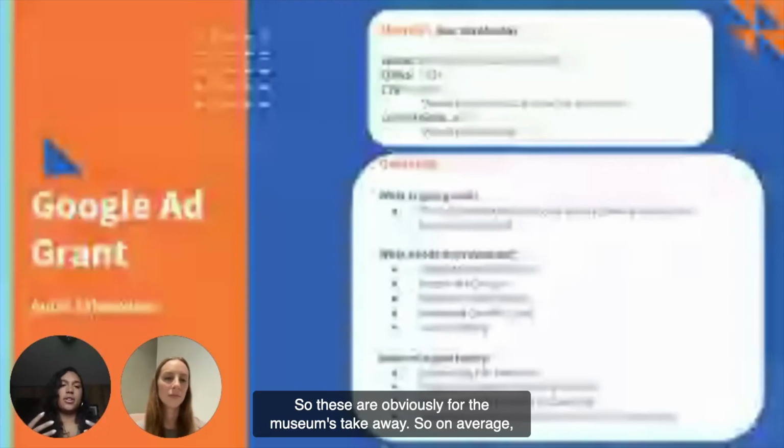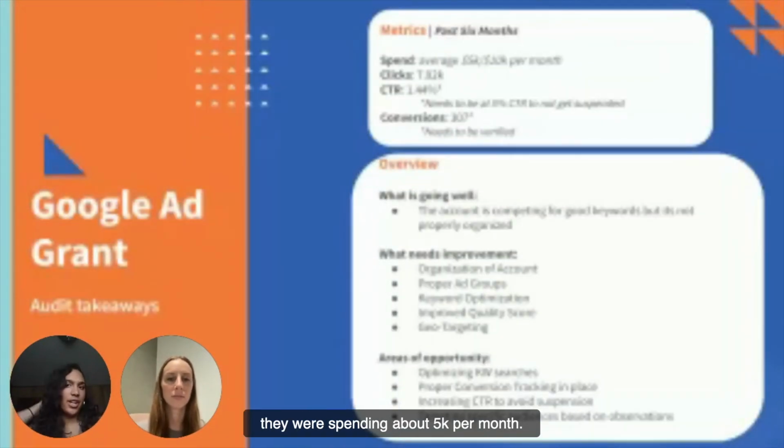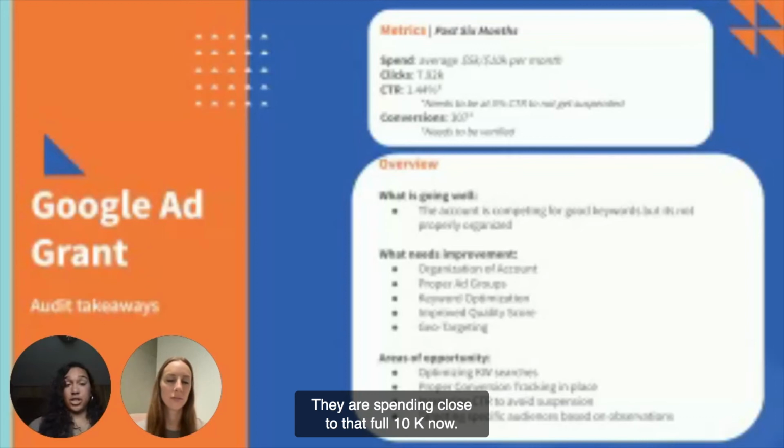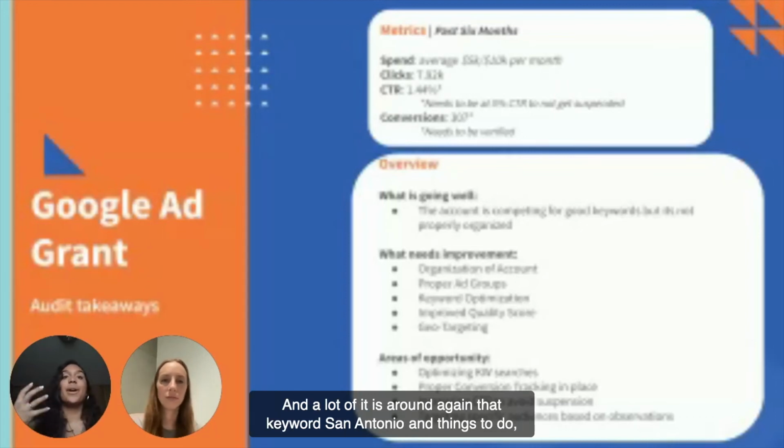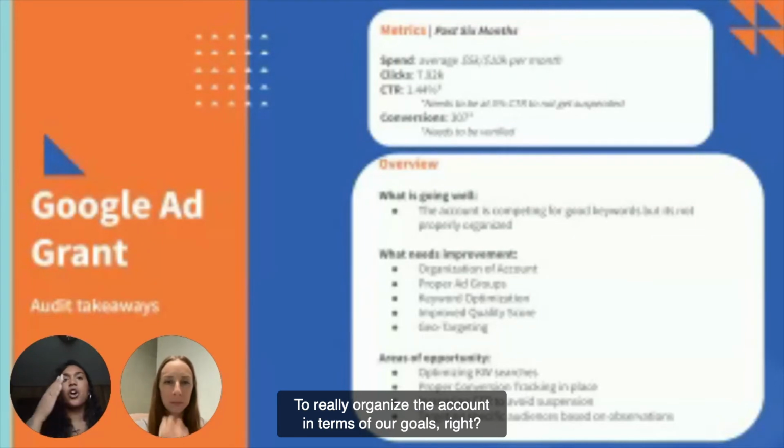So I did want to just pull up some overall notes, right? These are obviously for the museum's takeaway. On average, they were spending about 5K per month. They are spending close to that full 10K now. And a lot of it is around, again, that keyword San Antonio and things to do, which is fine and great. But I think there's opportunity, right, to really organize the account in terms of our goals, right?